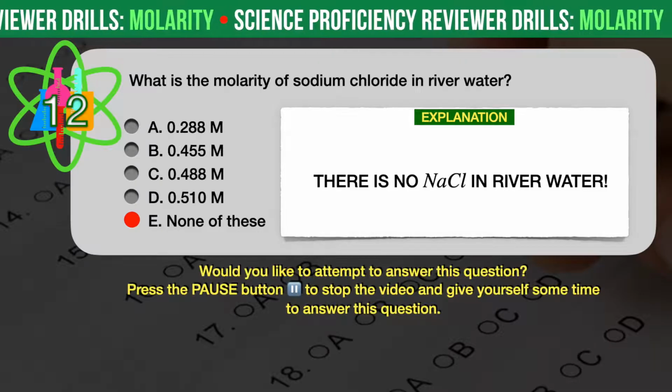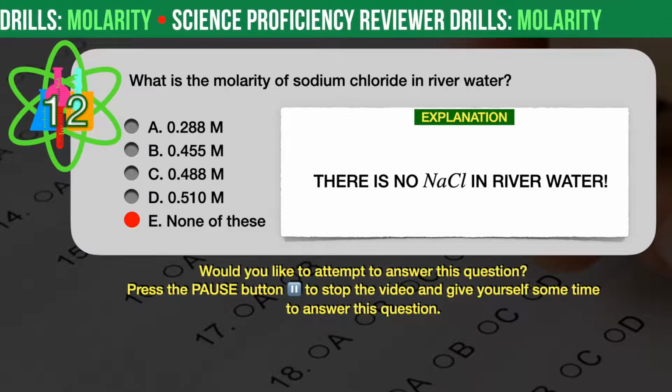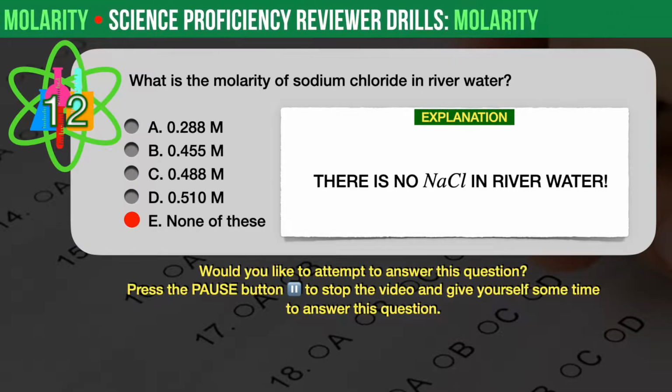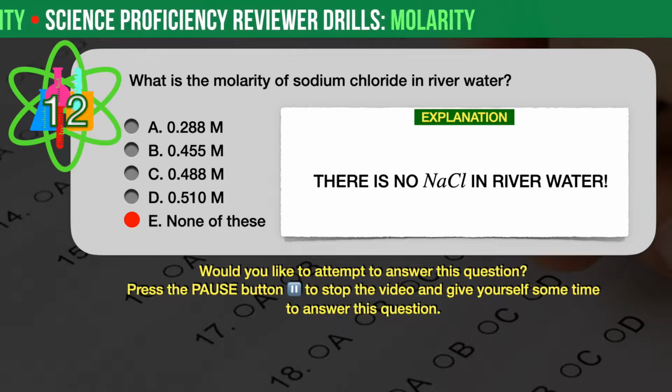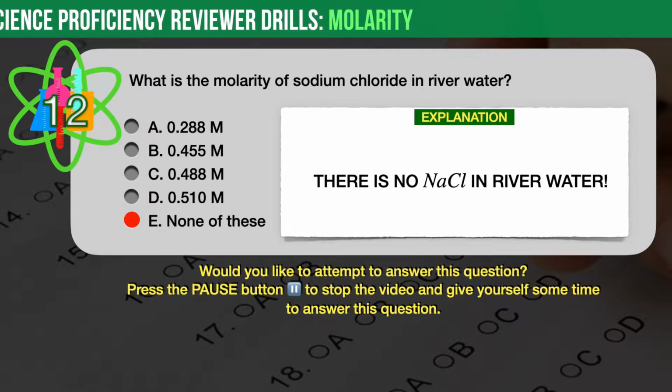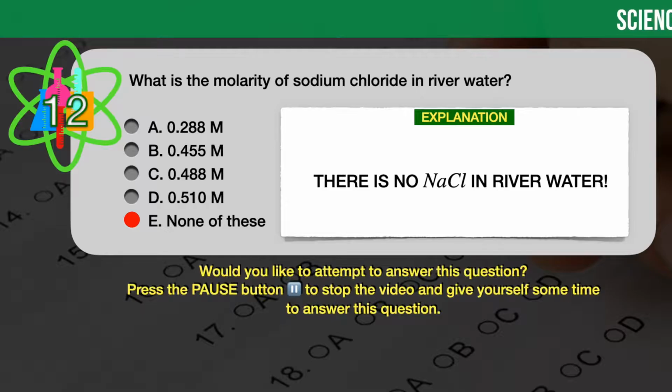Hence, the mass of sodium chloride in our solution is 0 and, it follows, that moles of solute is also 0. Therefore, we cannot compute for the molarity of sodium chloride in a freshwater solution because there is no sodium chloride in it.